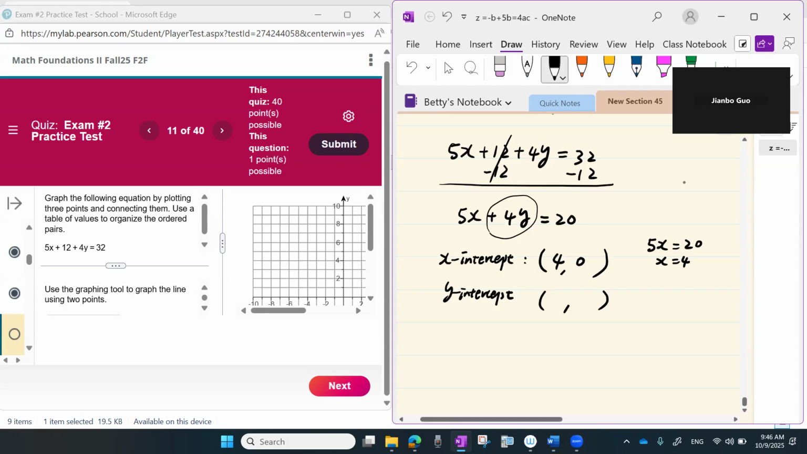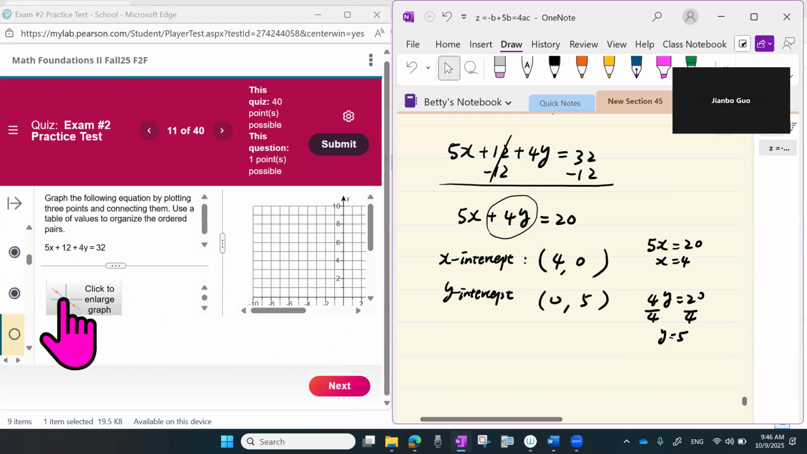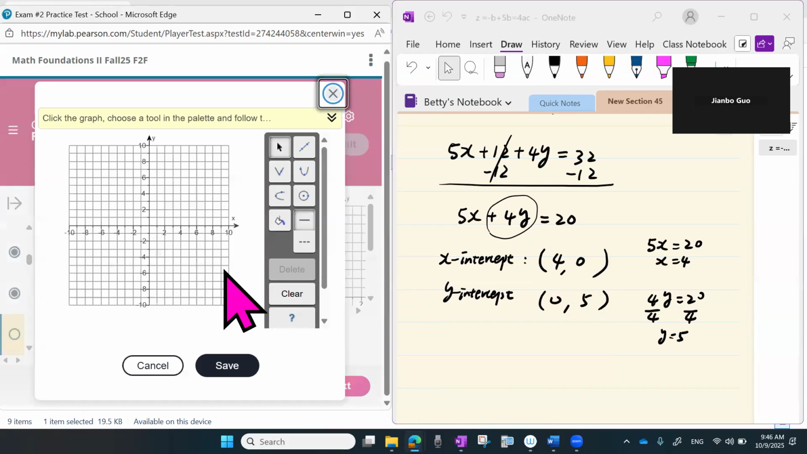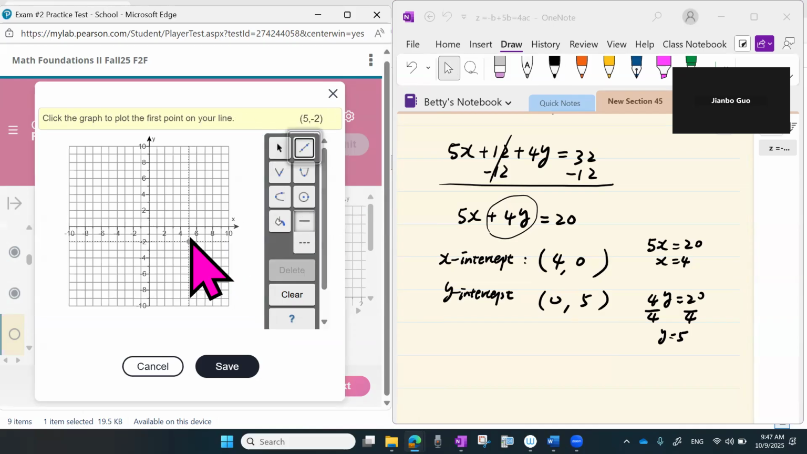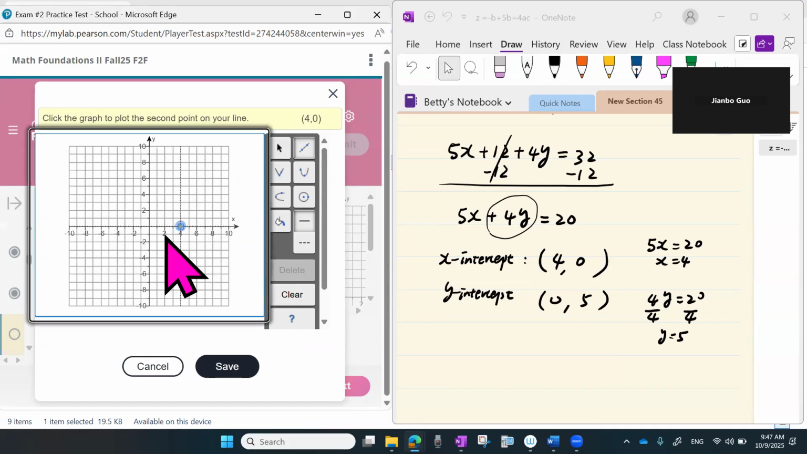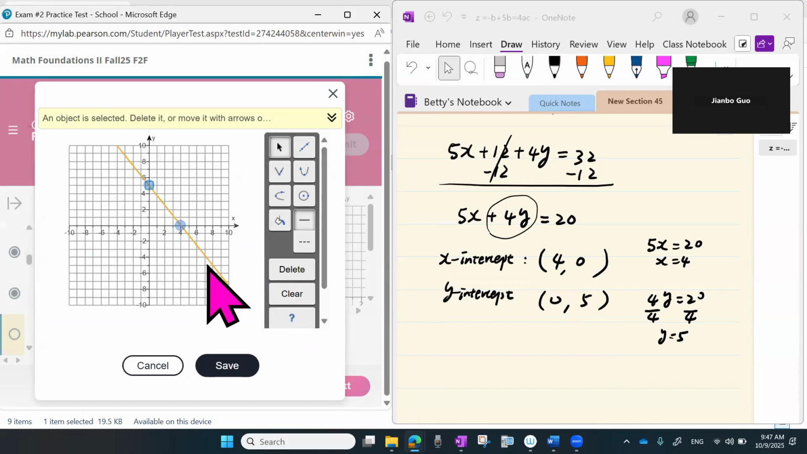To find the y-intercept, we make x be 0. Then we have 4y equals 20. Divided by 4, we have y equals 5. So (0, 5). So (4, 0) and (0, 5). Click this first. (4, 0) and (0, 5). All right, so that's the equation.